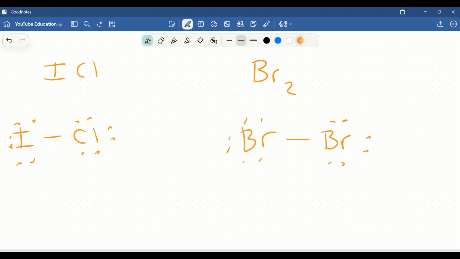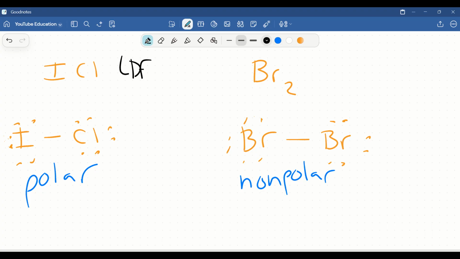The electronegativity of chlorine is much greater than iodine, so therefore the difference is enough such that the ICl will be polar. This is a polar molecule. Br2, it doesn't matter what the electronegativity really is for bromine because they are the same atom, and so there's no electronegativity difference, therefore this is a nonpolar molecule. So what assumptions then can we make about the intermolecular forces present in each molecule? Well, both of them must have London dispersion.